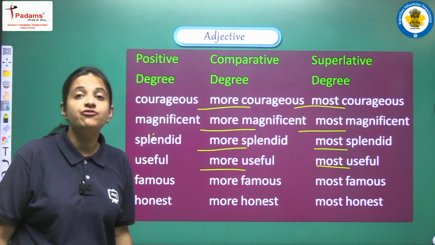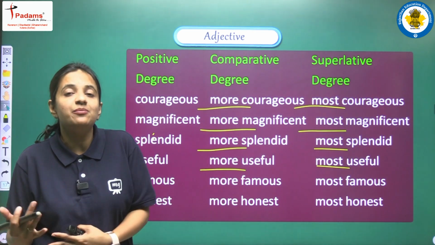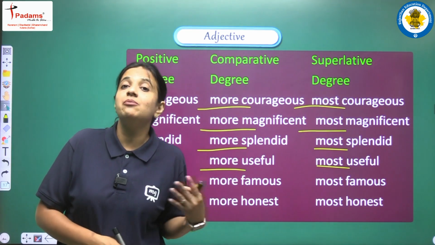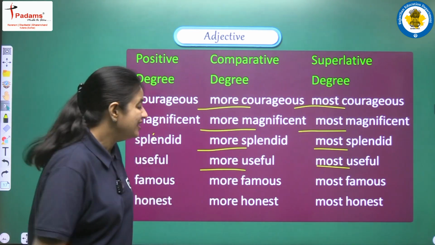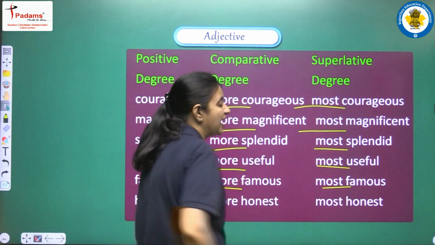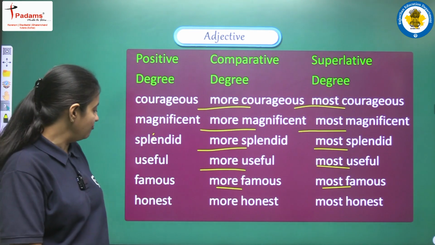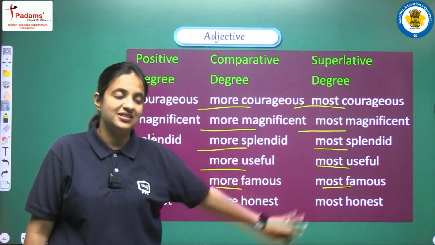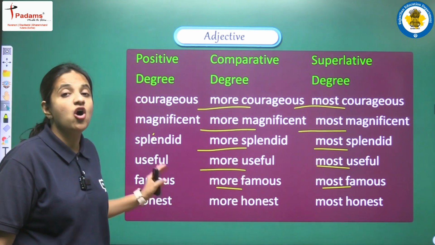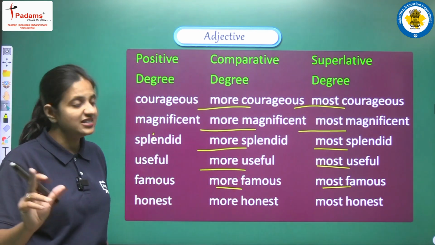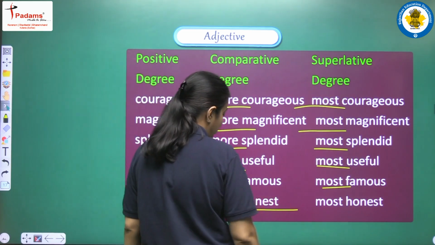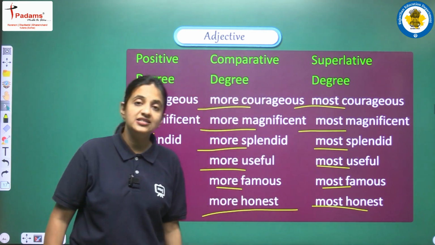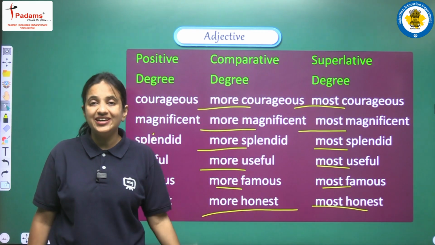Next we are having famous. Okay, we can see famous. Fame, it's a single syllable word, but now here we are having famous. So it's a double syllable word. So for that we have to add more and most, and then we will be having famous, more famous and most famous. Next example we are having honest. Yes, again it's a double syllable word. So for that we will be having more honest as comparative degree and most honest as superlative degree.